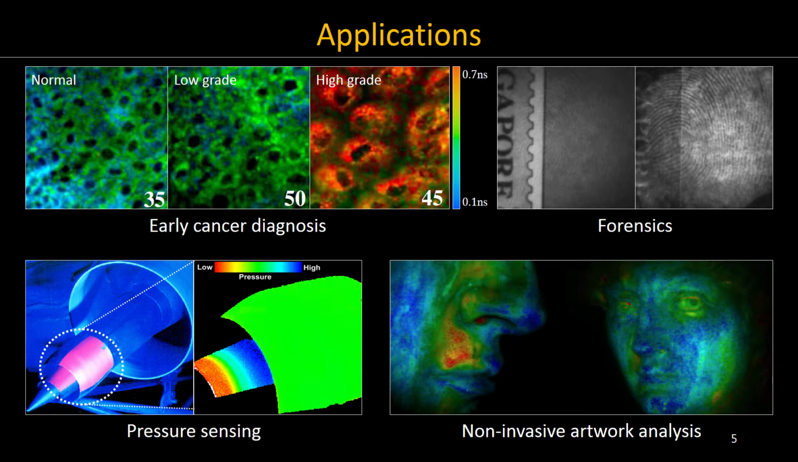For example, the fluorescence lifetime can be used to distinguish between cancerous and non-cancerous tissue, sense surface pressure, perform fingerprint detection, and perform non-invasive artwork analysis.